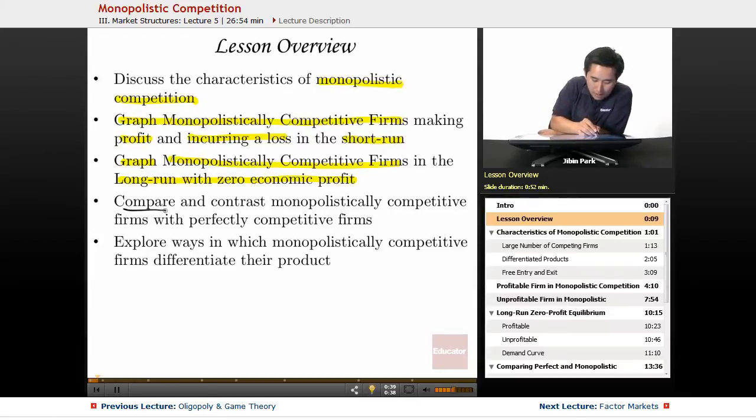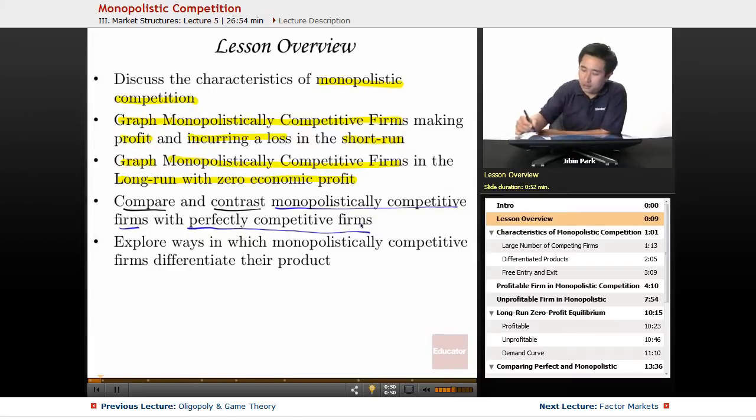And then we're going to compare and contrast monopolistically competitive firms with perfectly competitive firms. So we're going to compare and contrast scenarios with perfect competition versus monopolistic competition. And finally, we're going to explore ways in which monopolistically competitive firms differentiate their product.